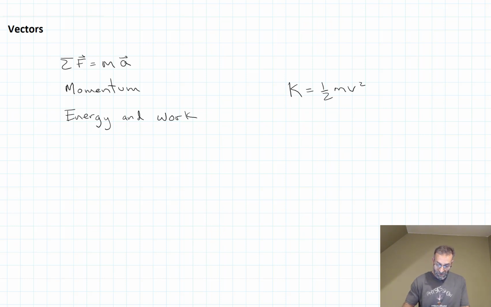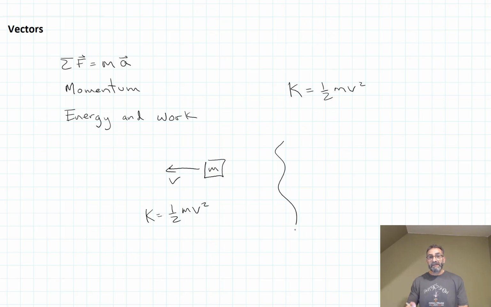If an object is moving to the left with some velocity, it has a certain amount of kinetic energy. At some later time, maybe it bounces off of a wall, it bounces back to the right, and if it moves with the same velocity to the right, then it's going to have the same kinetic energy.